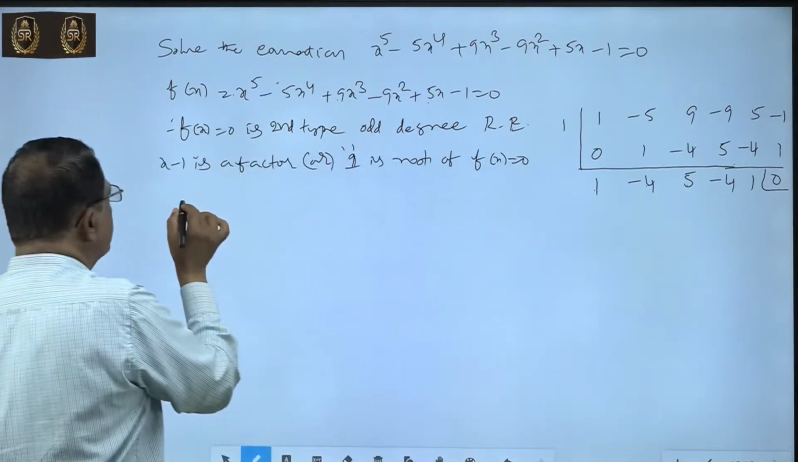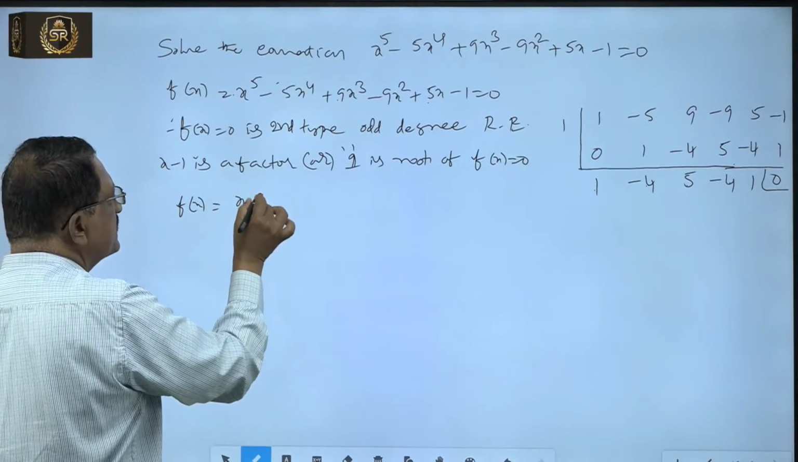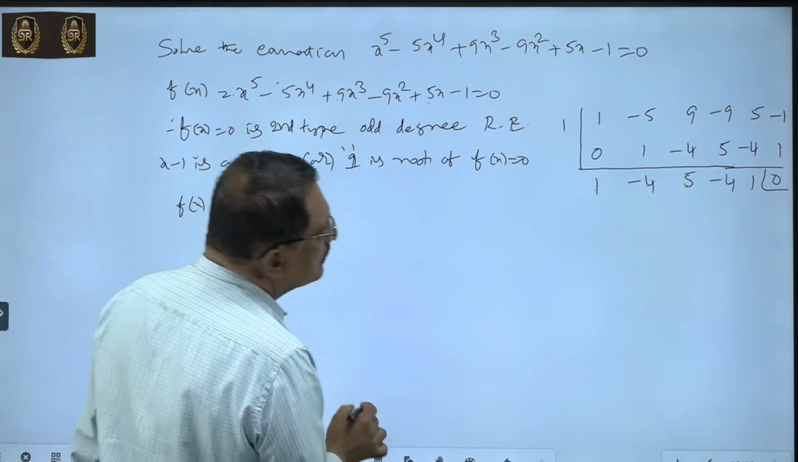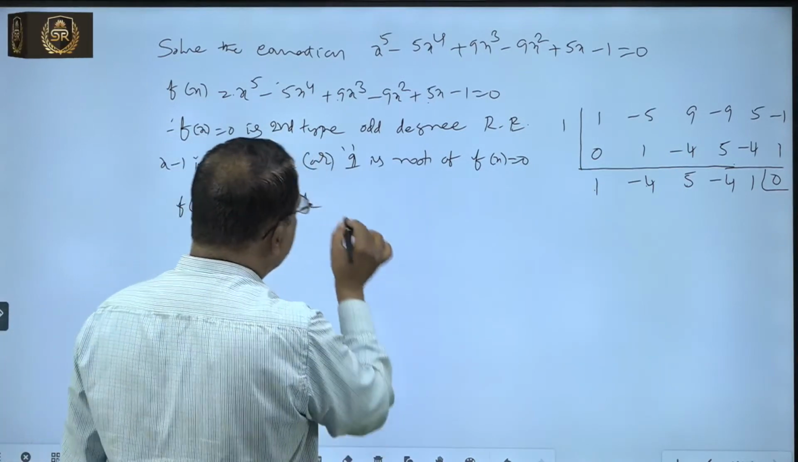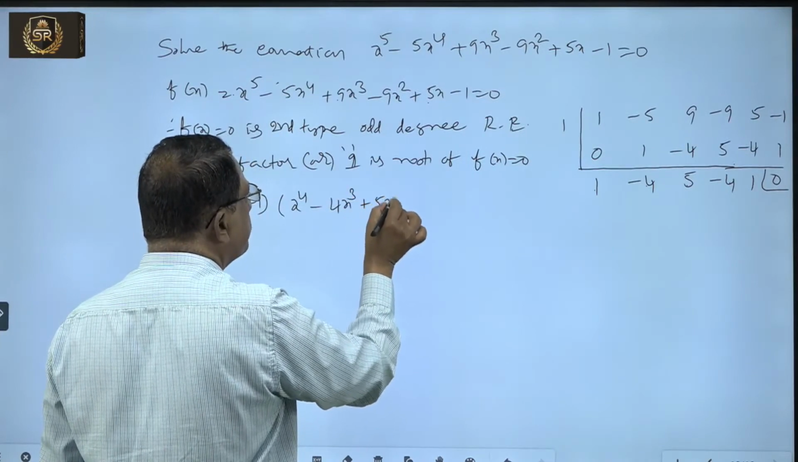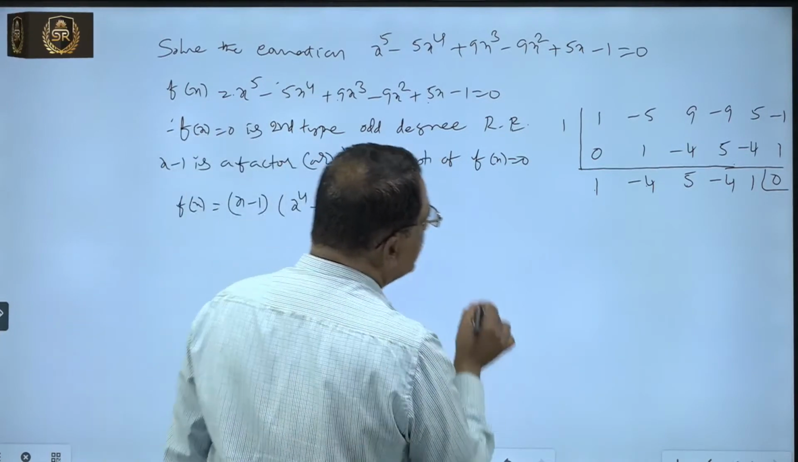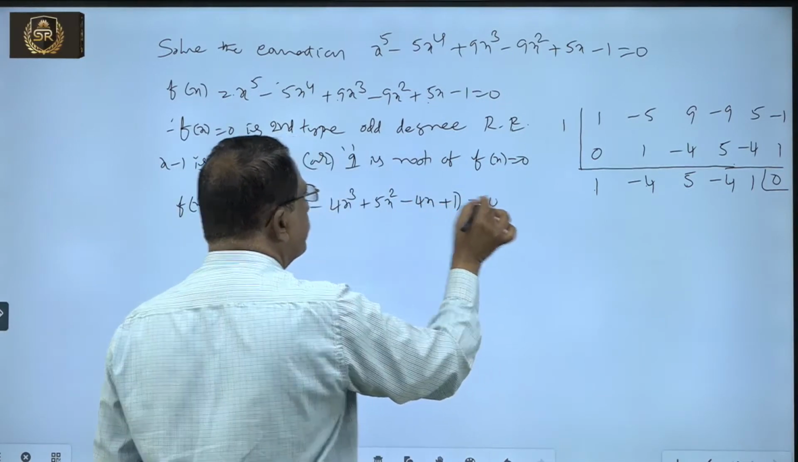Therefore, f of x equals x minus 1 into x to the power 4 minus 4x cube plus 5x square minus 4x plus 1 equals 0.